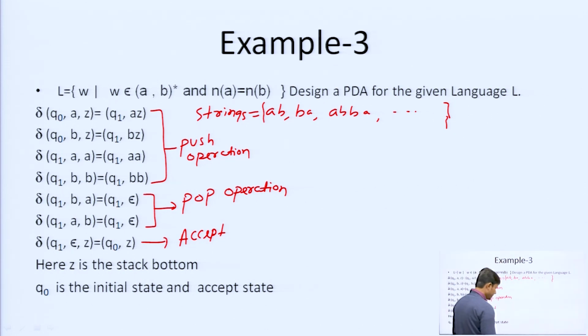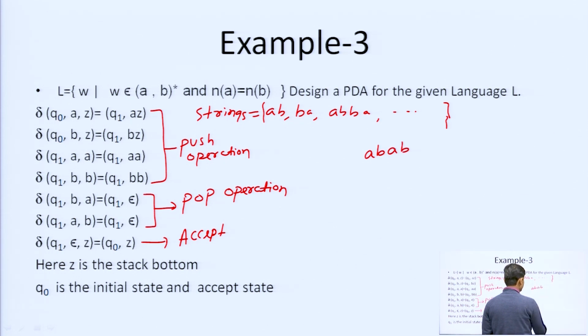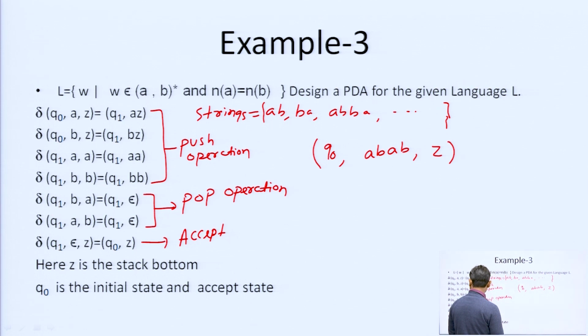Suppose you take an example here, A, B, A, B. You have to start from Q0, the initial state, and the stack bottom is Z. Here we have written that Z is the stack bottom, and Q0 is the initial state and acceptance state. Now, see here in Q0, A has to be pushed, then go to the Q1 state.